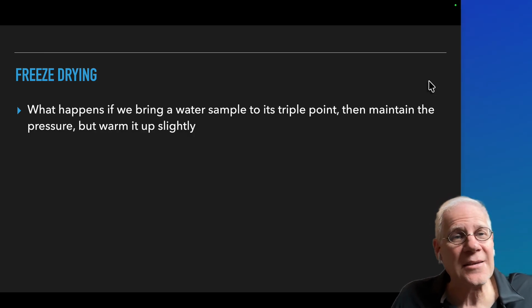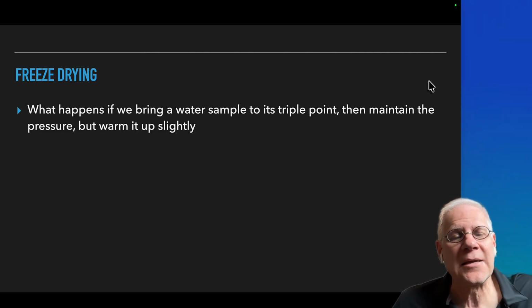And the idea of freeze drying is to remove the water from a food without having to heat it up over the boiling point of water. And there's an easy way to do that using these phase diagrams. You can adjust the conditions and get water to evaporate out of the food without having to cook the food at high temperatures. So if we want to freeze dry something, we can bring a sample of water, or something that contains water, to its triple point.